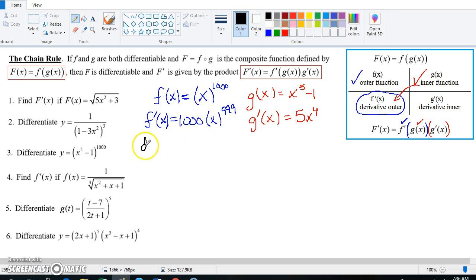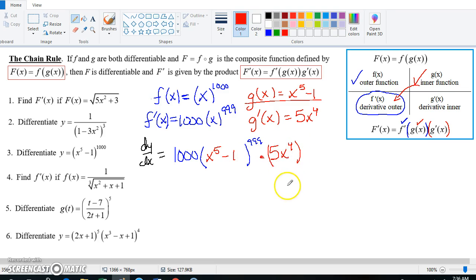Let's find our derivative. dy/dx is equal to the derivative of the outer function composed with the inner function, times the derivative of the inner function. Simplifying, I'm just going to move this 5x to the 4th in front and call this 5,000 x to the 4th times the quantity x to the 5th minus 1 raised to the 999.